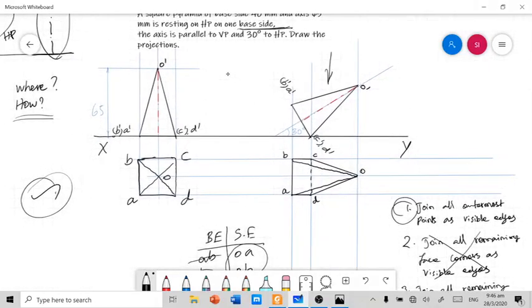So here we just drew a square pyramid resting on HP by one of its base edges and the axis inclined at 30 degree to HP. So this is an axis inclined to one plane and parallel to another plane problem. In our problem set, it's actually the second problem.